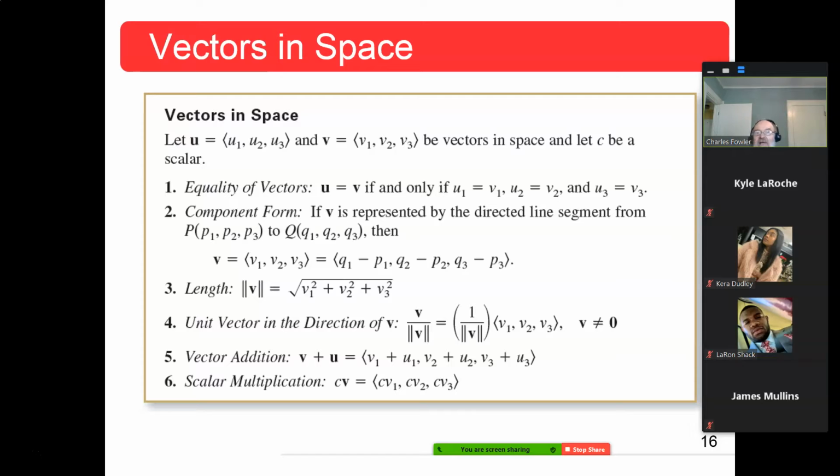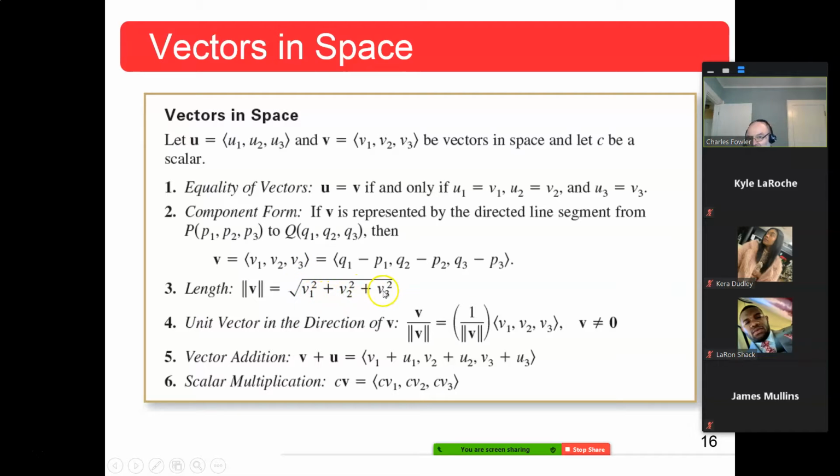Number 3, the length of a vector, given by these double bars on either side with the vector in the middle. That's also called the magnitude of the vector. And that would be the square root, and when you say the square root, you're implying the positive principal square root, of V1 squared plus V2 squared plus V3 squared. Okay, that's it, the square root of that.